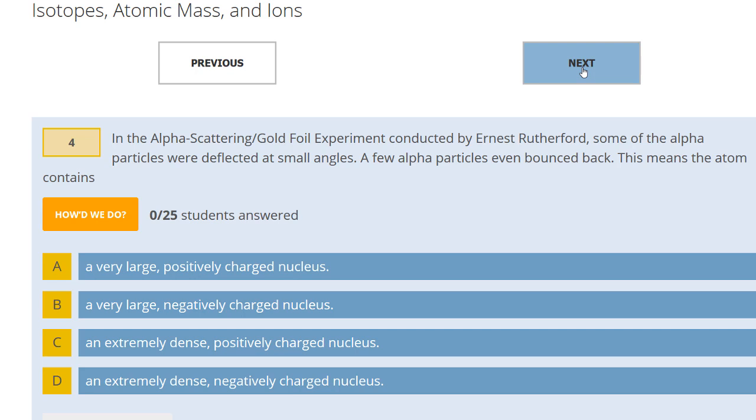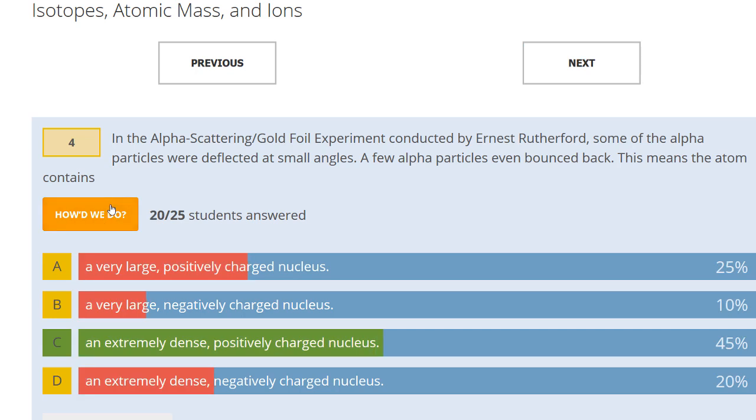What does that mean? So we'll get our answers locked in here, please. And we'll count down on this. 5, 4, 3, 2, 1.